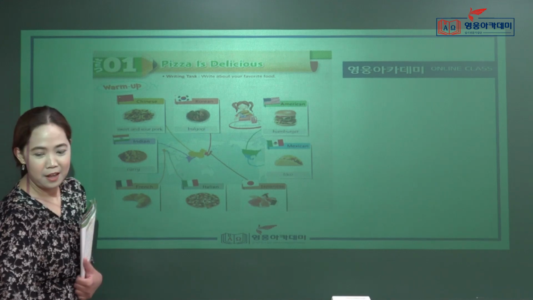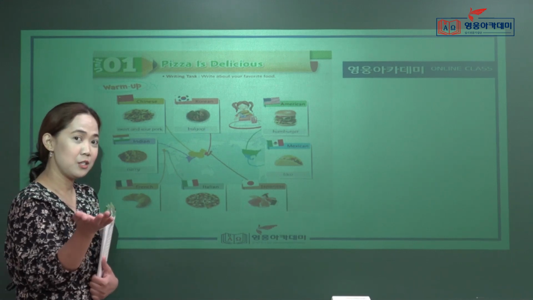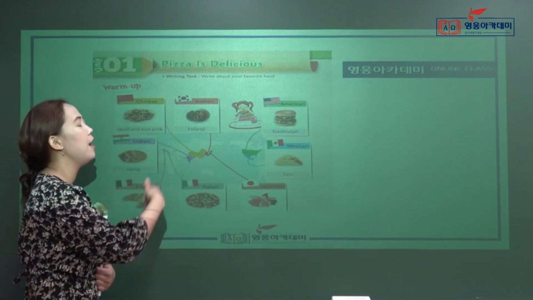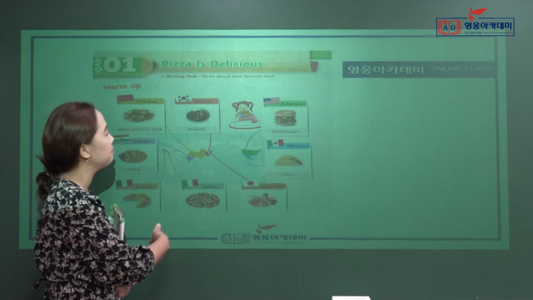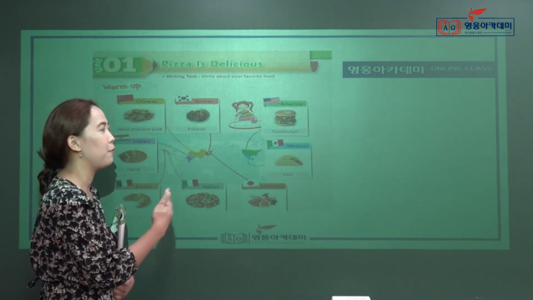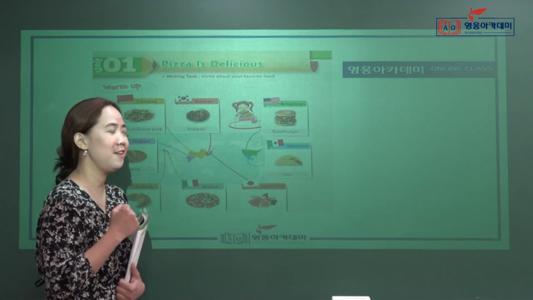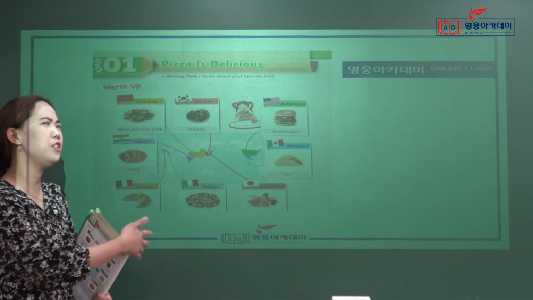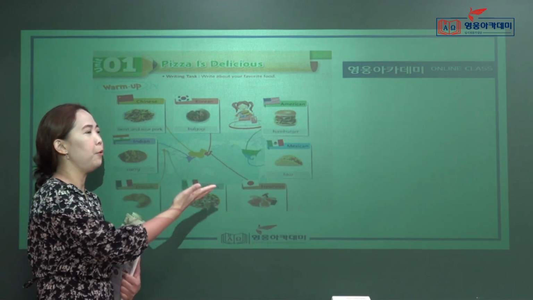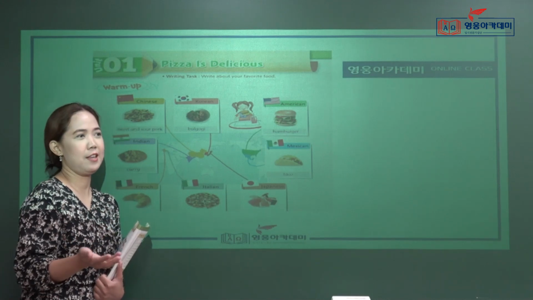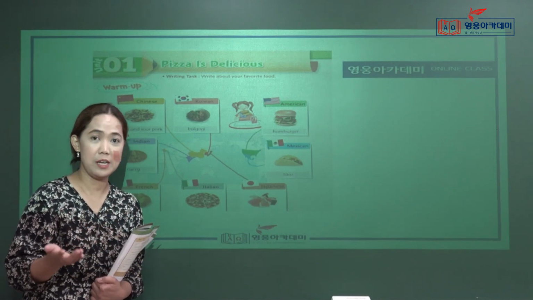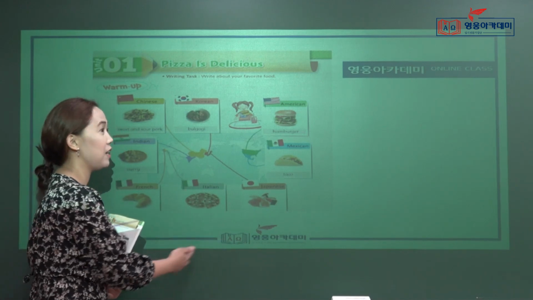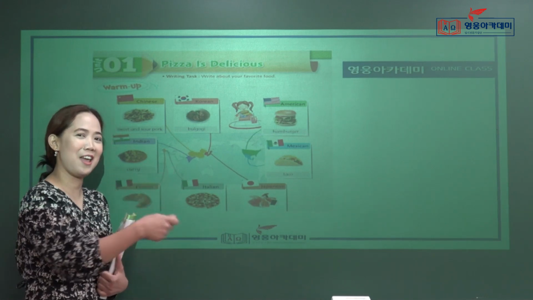Okay, now, if you have your pencils right now, write your answers here in number 1. What is your favorite food? So you can write, my favorite food is pizza, or my favorite food is hamburger, okay? Next, how often do you eat it? How often do you eat that food? So if you answered hamburger, how often do you eat hamburger? So you can say, I eat hamburger once a week, or once a month, or I eat bulgogi every day. Okay, so write your answers there, how often.